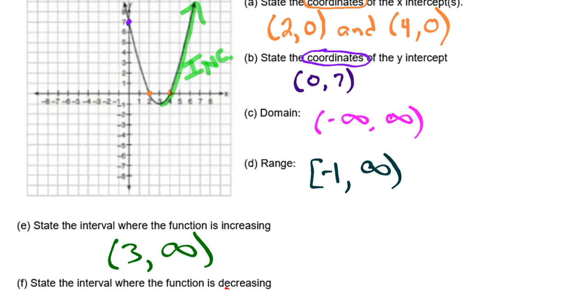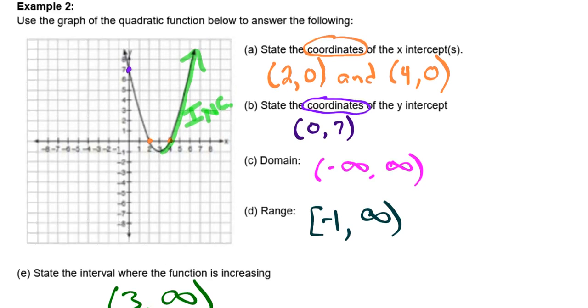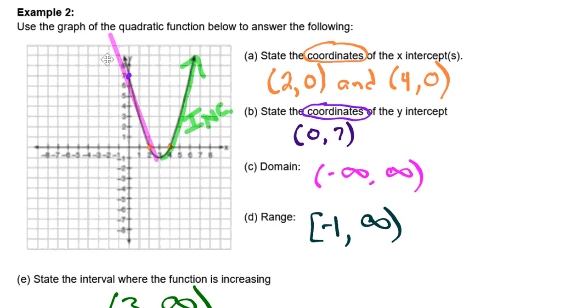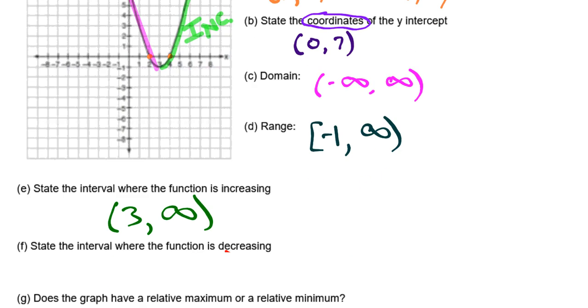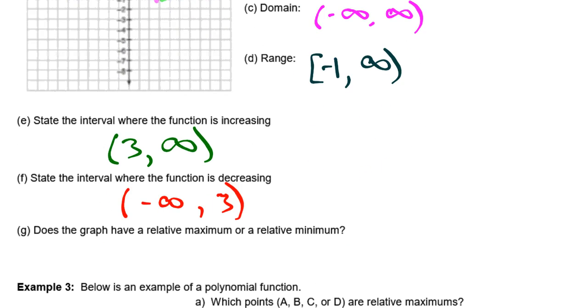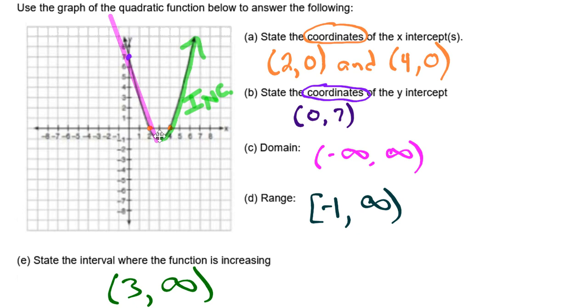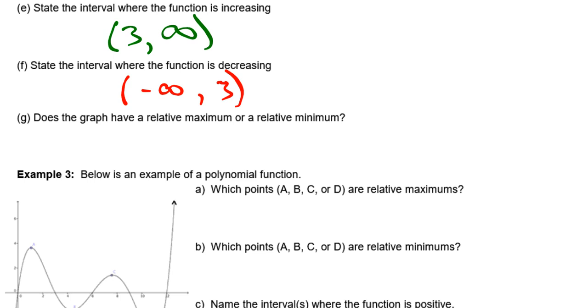Decreasing, our graph is going down the page from negative infinity all the way until x reaches 3. So the decreasing section is at the left end of the graph, comes from negative infinity, and stops when x is equal to 3. When we get to an x value of 3, that's when it changes from going down to going up. So that's why we use the 3 here.